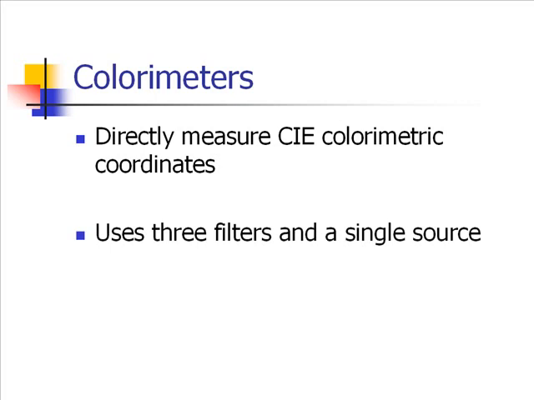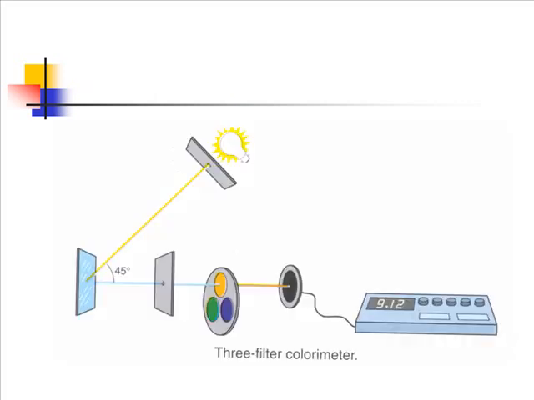See your light on the top there shines at a 45-degree angle through a slit. We have 3 filters that rotate, and then you have a detector, and then it gives you numbers at the end. So it's basically just looking at numbers generated by light going through 3 filters. Fairly basic, fairly simple compared to a spectrophotometer.